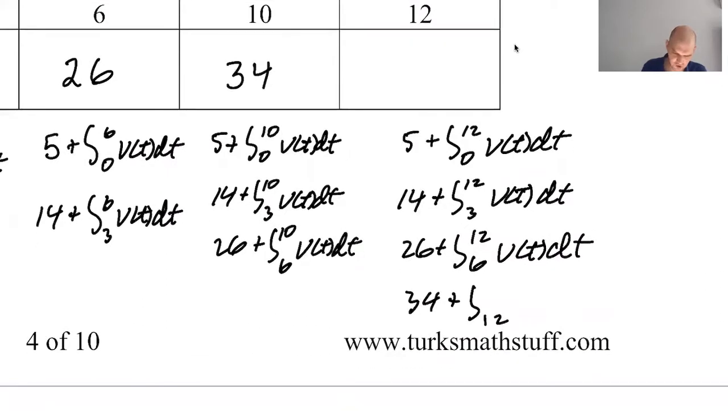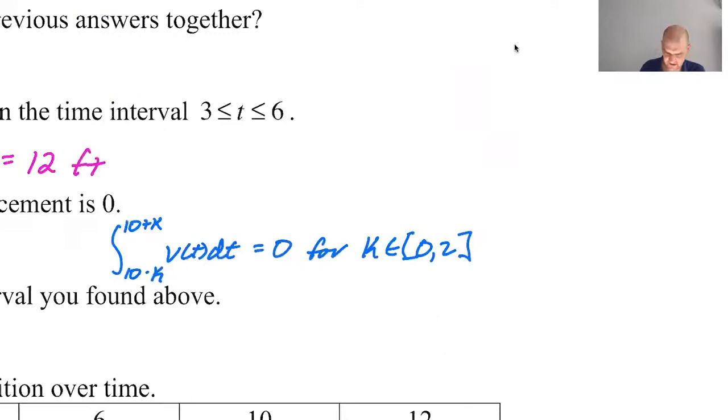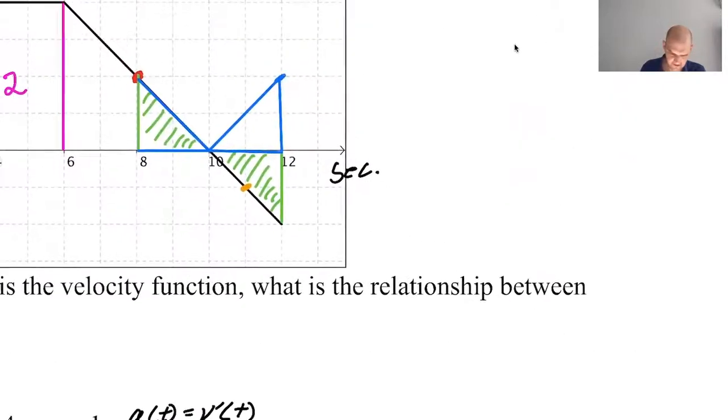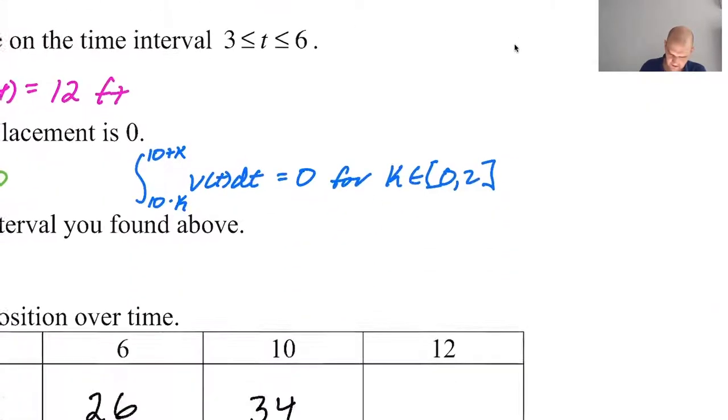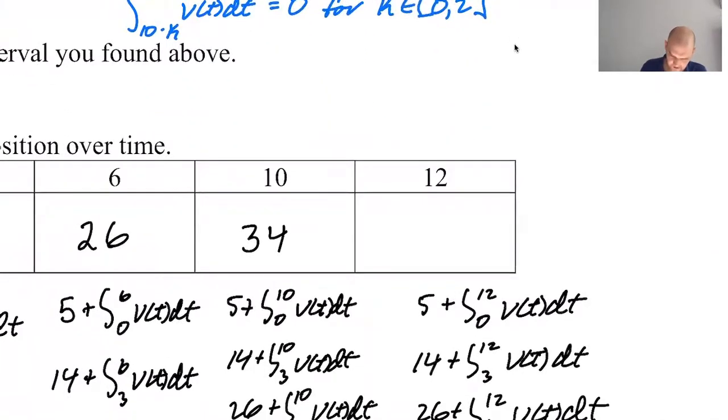Nope, 10 to 12. 10 to 12 of v of t dt. That's the one we're going to do. So let's find 10 to 12. 10 to 12 is half of -4, so it's -2. And so 34 plus -2 is 32.